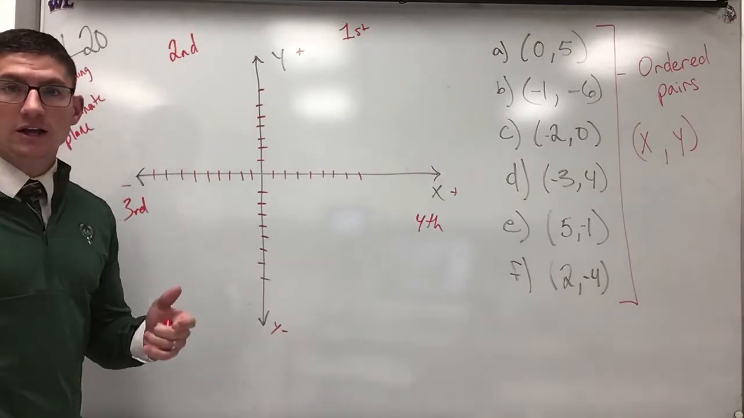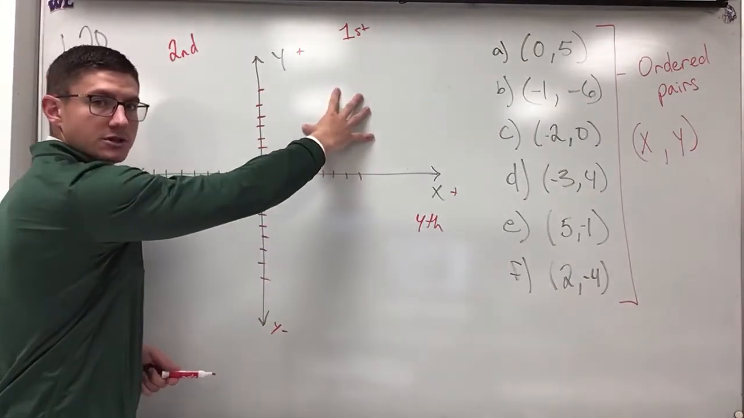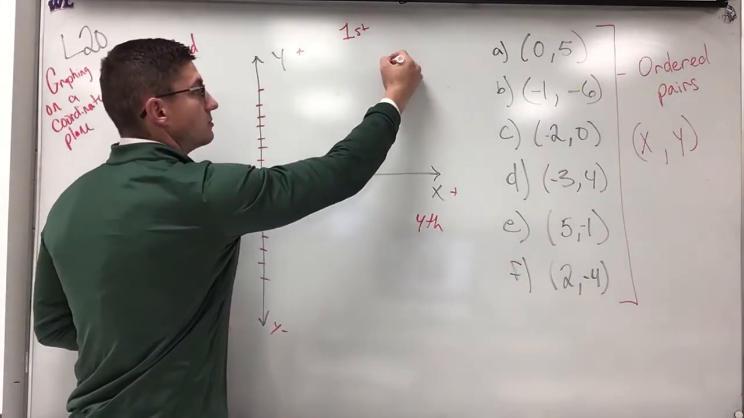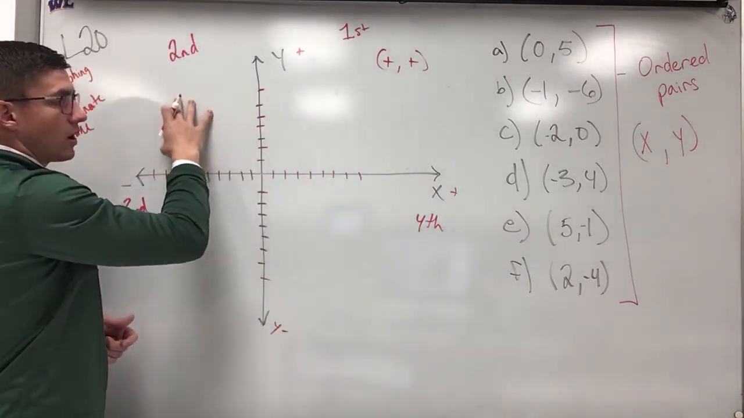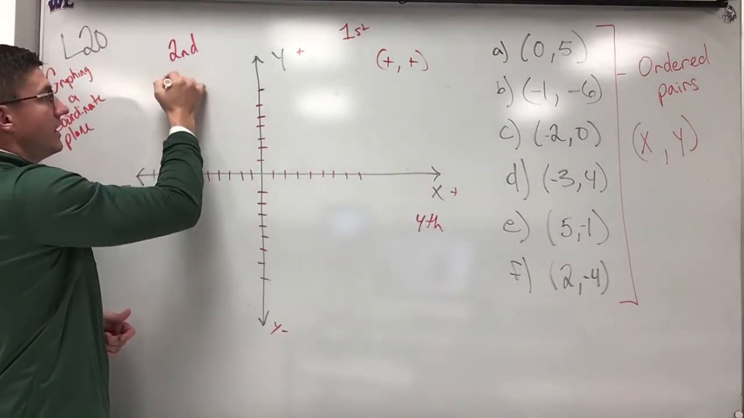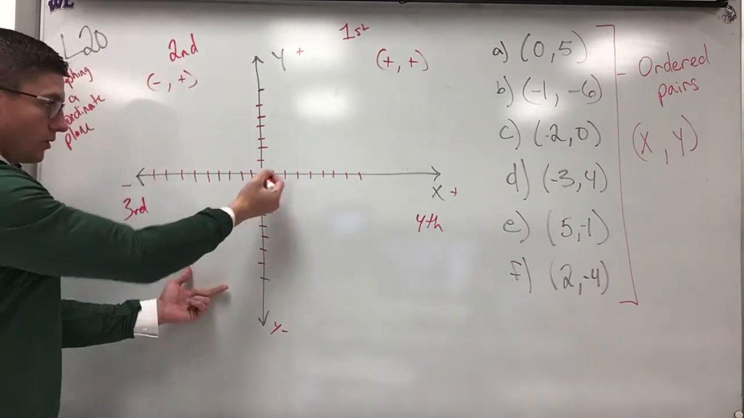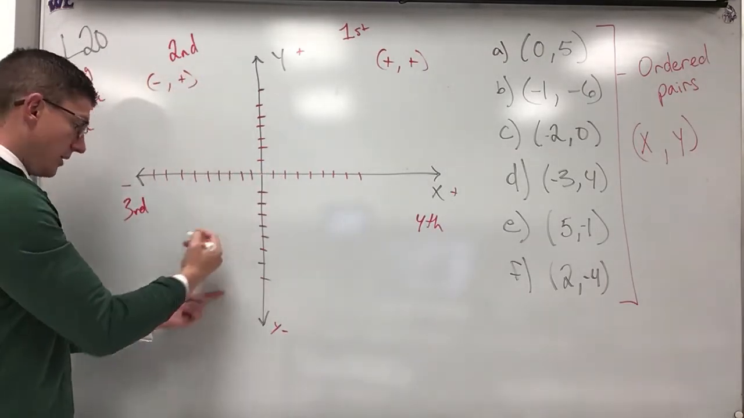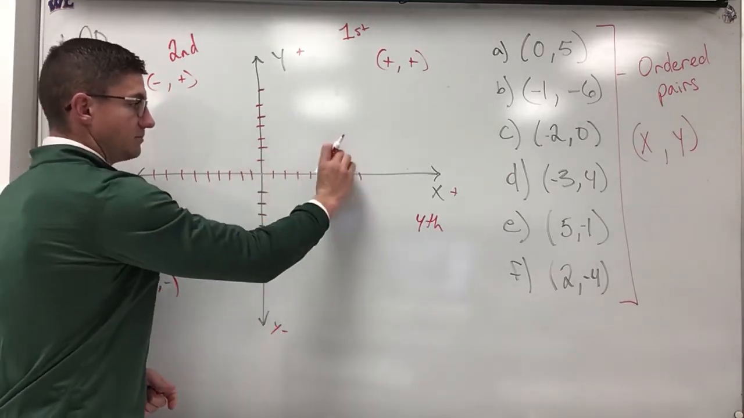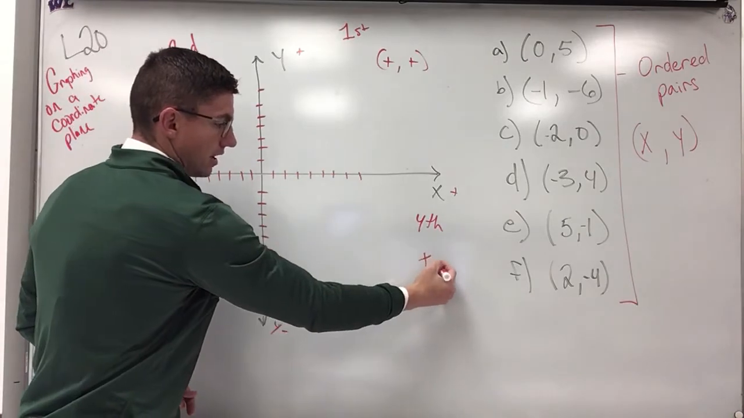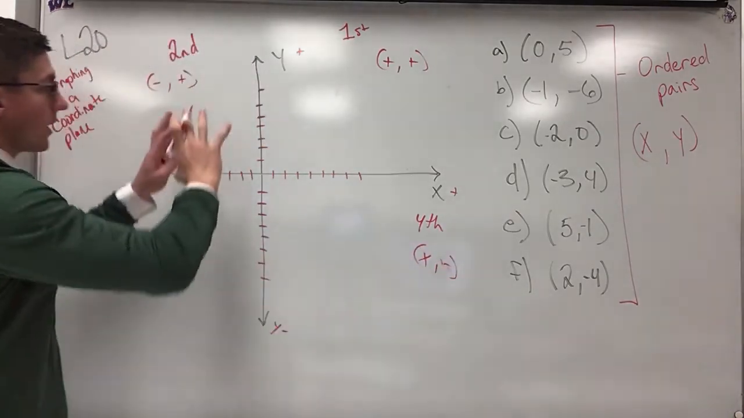Now, wherever they're graphed, they'll fall into a specific quadrant. This is the first quadrant. Both your x and y values are positive. This is the second quadrant, where x is negative and y is a positive value. Here's the third quadrant, where x is a negative value and y is a negative value. And here's the fourth quadrant, where x is positive and y is a negative value. That shows where those items are going to be.